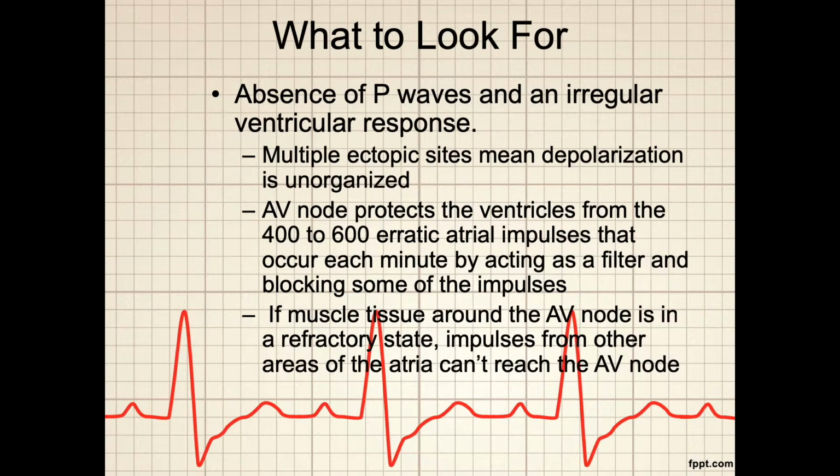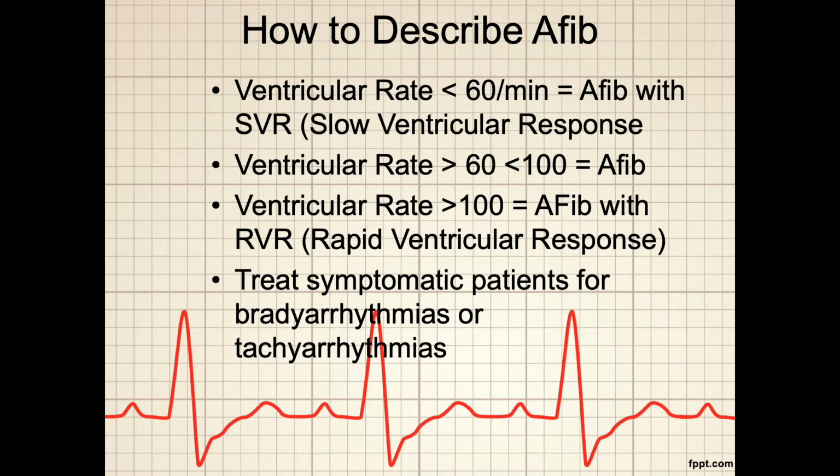On the rhythm strip, look for the absence of P waves and an irregular ventricular response. Multiple ectopic sites mean depolarization is unorganized. Remember that the AV node protects the ventricles from the 400 to 600 erratic atrial impulses that occur each minute by acting as a filter and blocking some of the impulses. If the muscle tissue around the AV node is in a refractory state, impulses from other areas of the atria can't reach the AV node. When describing atrial fibrillation, you need to include the ventricular response.